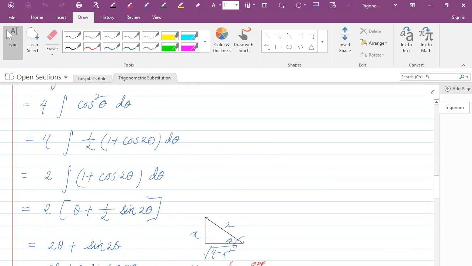And now how do we integrate cosine squared of theta? Well, we apply the double angle formula here. Cosine squared of theta is half of 1 plus cosine of 2 theta. And so half and the 4 will give me a 2. And then in the integrand now I have 1 plus cosine 2 theta.